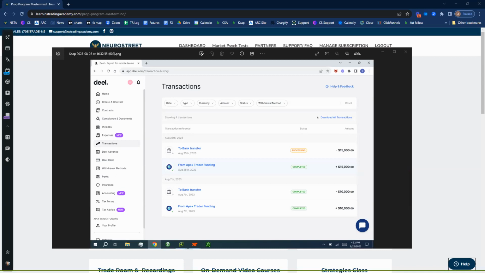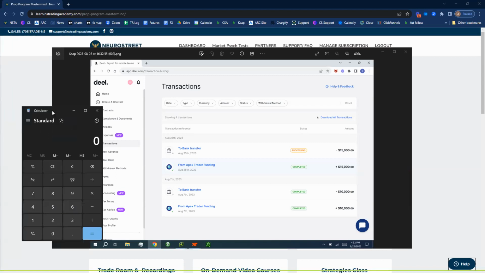So we can do the math on that. Okay, let's do the math on that. Let's just say it's 500 per day per account. There's 20 accounts. That's per day. That's per week. That's per month. That's per year.